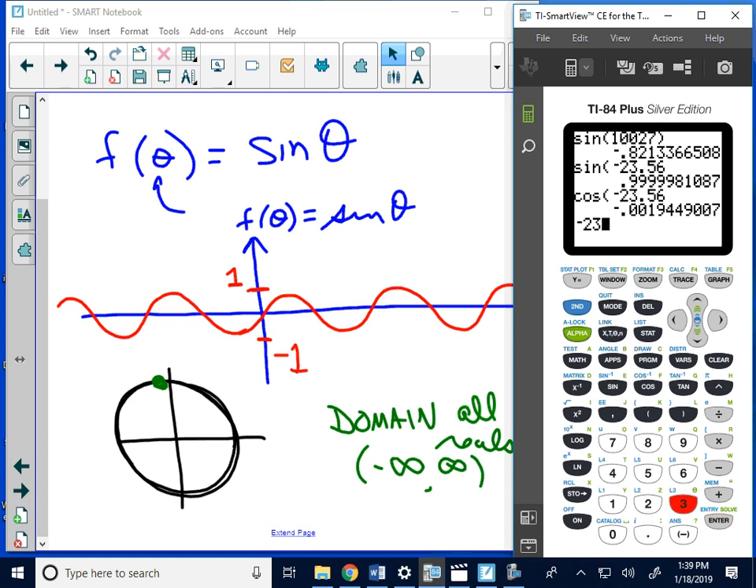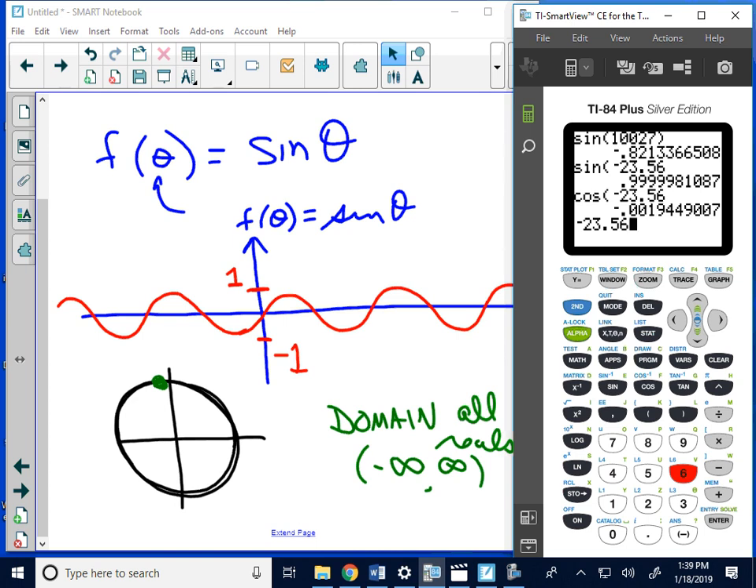Negative 23.56. What do I have to multiply it by? No. What do I multiply it by? One of what form? What do I multiply? I multiply by one of what form? What form do I use?